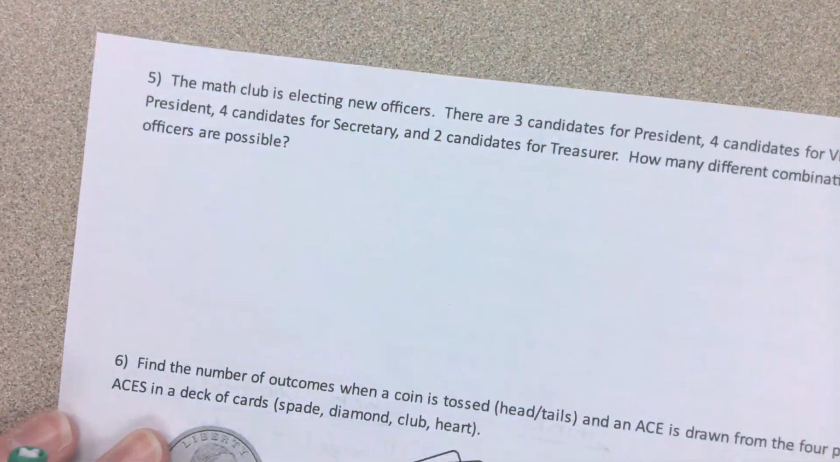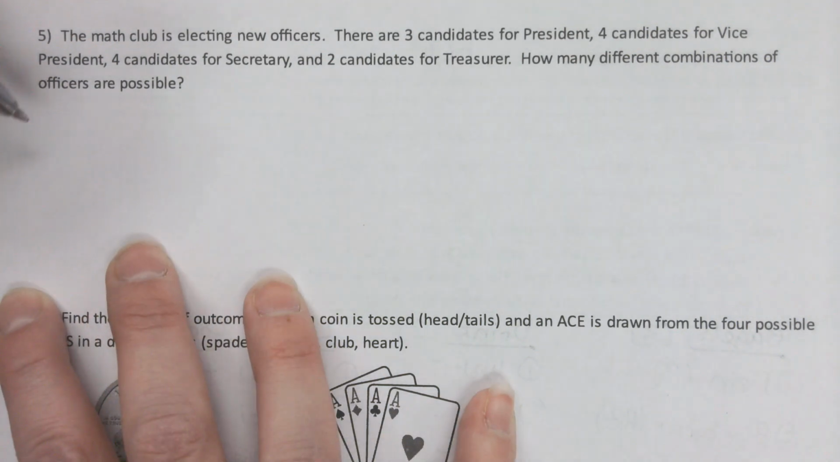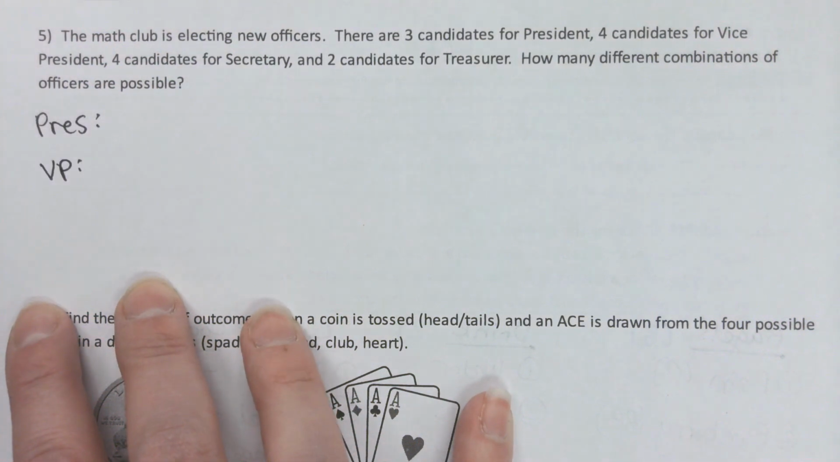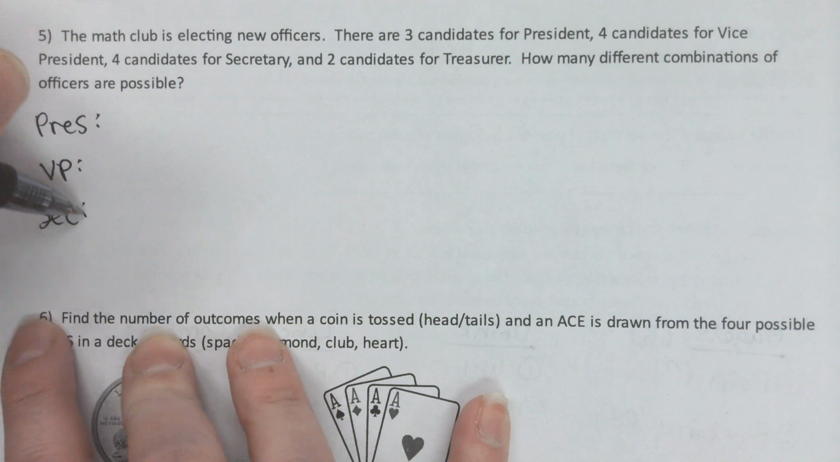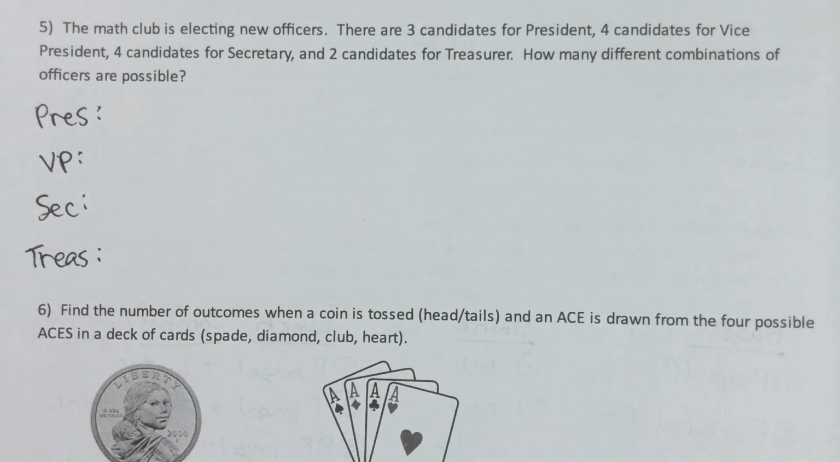Number 5. The math club is electing new officers. There are 3 candidates for president, 4 candidates for vice president, 4 candidates for secretary, and 2 candidates for treasurer. How many different combinations of officers are possible? Again, I'm going to make an organized list to start. So we have president, I'm going to go pres for short, VP for vice president, SEC for secretary, and trez for treasurer.